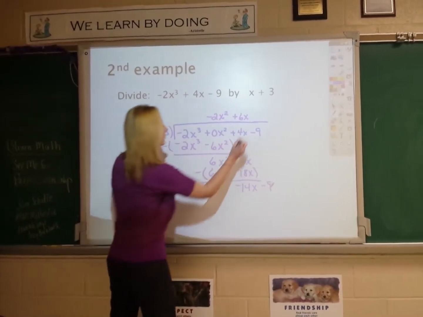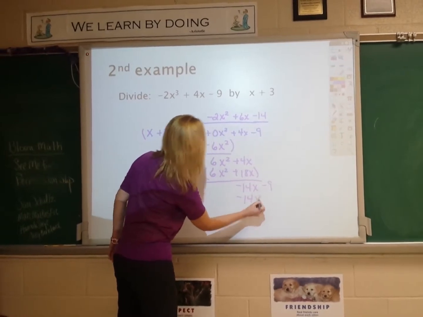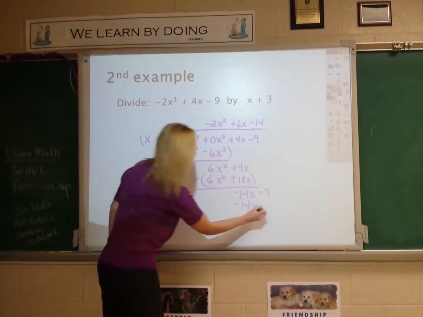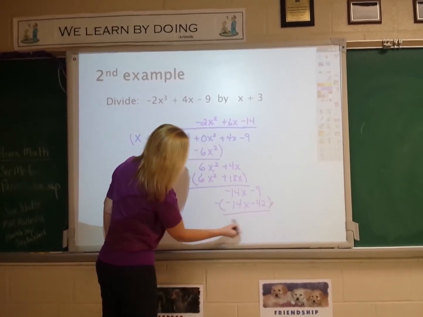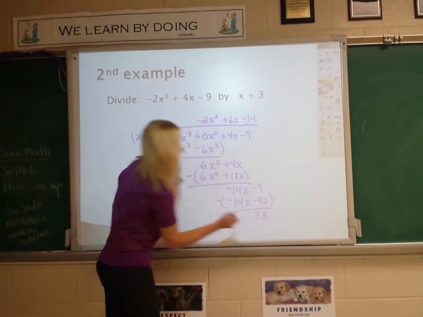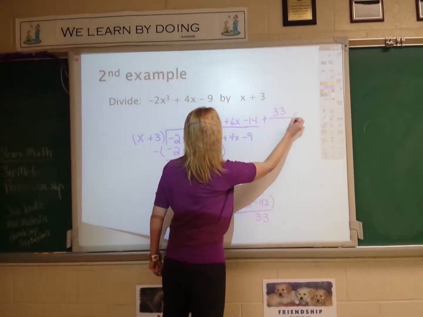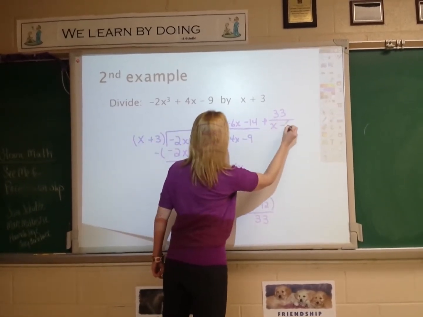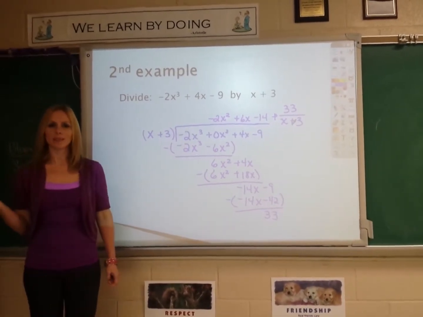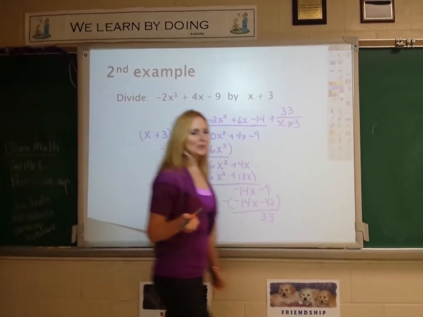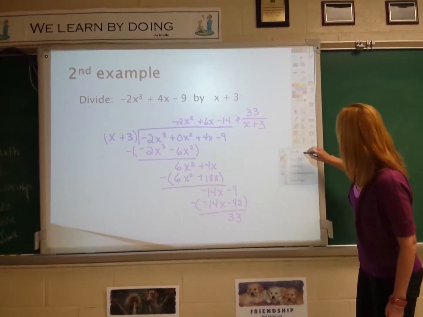And then you're going to need a negative 14 for your last term. Negative 14 times 3 is negative 42. Then you're going to subtract, and that's positive 33 for our remainder. Remember, write your remainder over your divisor. And there you have it. Next one done. We'll do one more example, and our last one is going to be a little bit different than our last two.